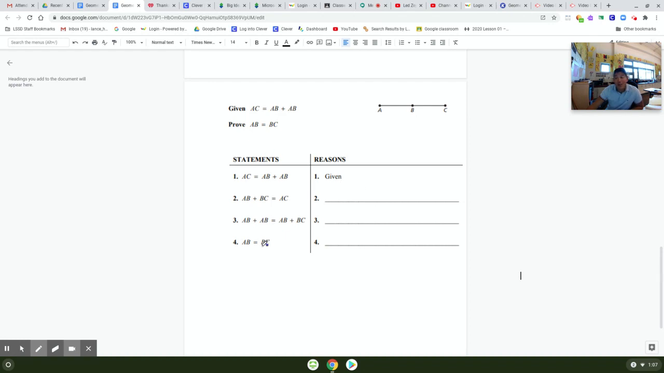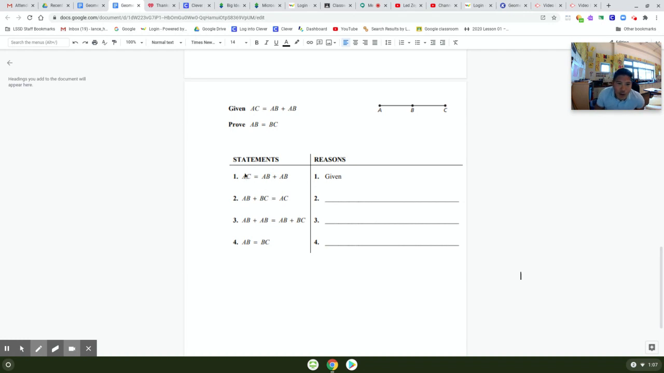It's a basic format of your two-column proof. All the statements are already given to me, and I have to fill in 3 out of the 4 reasons just to try to figure out the logical order that things need to go in, and just figuring out how your two-column proofs are set up. But going back to the given, AC, the length of this entire segment, is equal to the length of AB plus the length of AB, and we're trying to prove that the length of AB is equal to the length of BC.